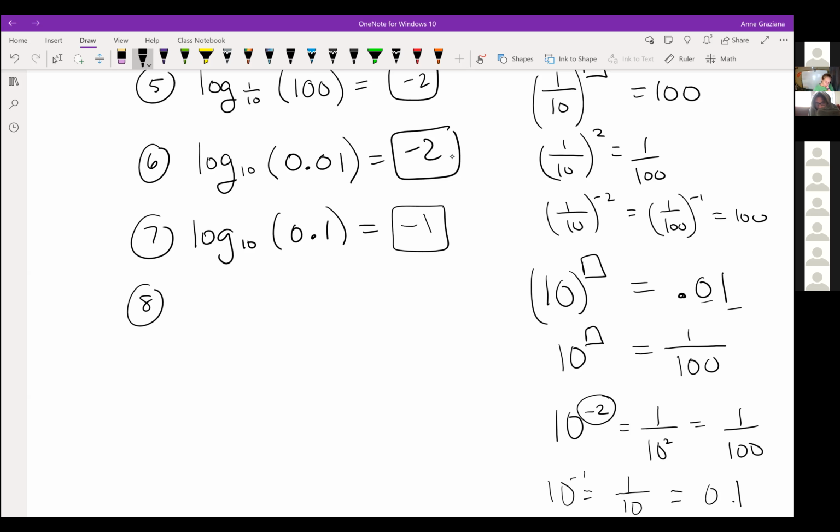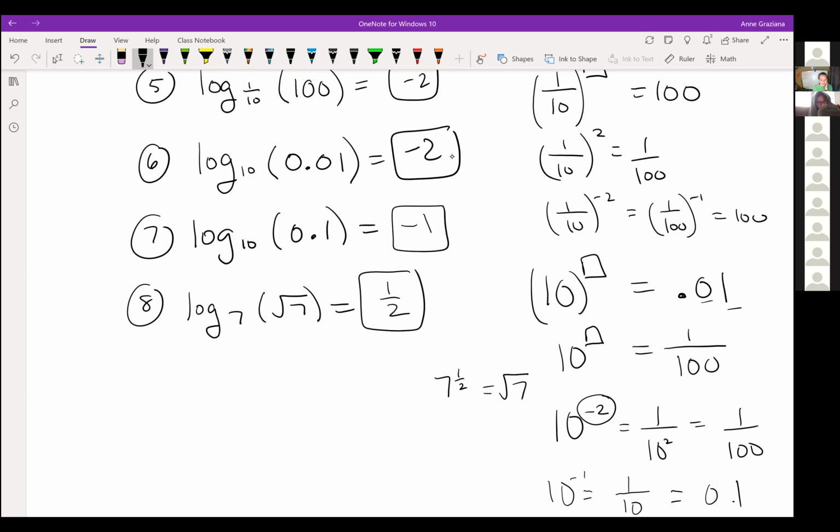All right, what about this one? Log base 7 of square root of 7. What's the exponent? 1/2. 7 to the 1/2 is square root of 7, right? So the exponent that goes on 7 that will give me what's inside the parentheses is 1/2.